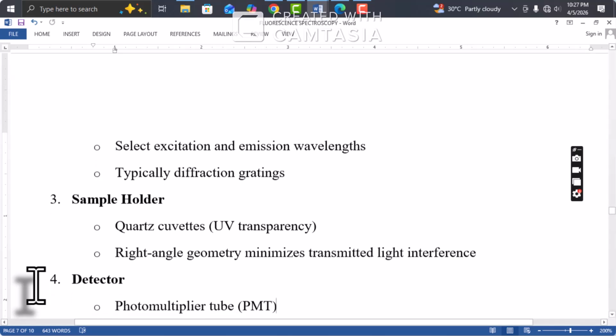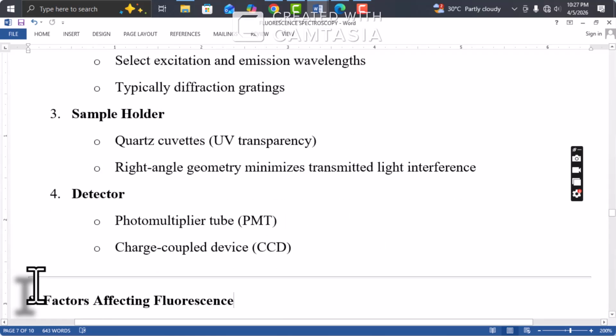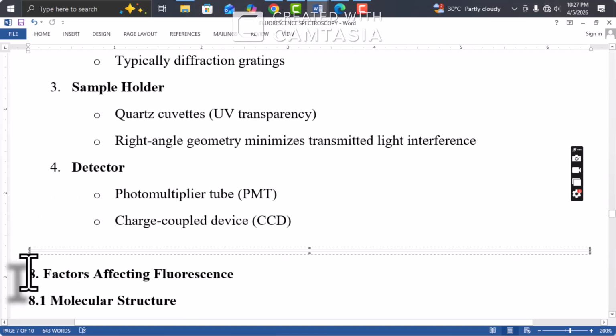Next, we look at the detector. You have the photomultiplier tube and the charge coupled device, PMT and CCD. I can ask you to draw the block diagram and schematic diagram of the fluorescence spectrophotometer and explain each of the steps, or you can just write short notes on each of the sections of the fluorescence spectrophotometer.